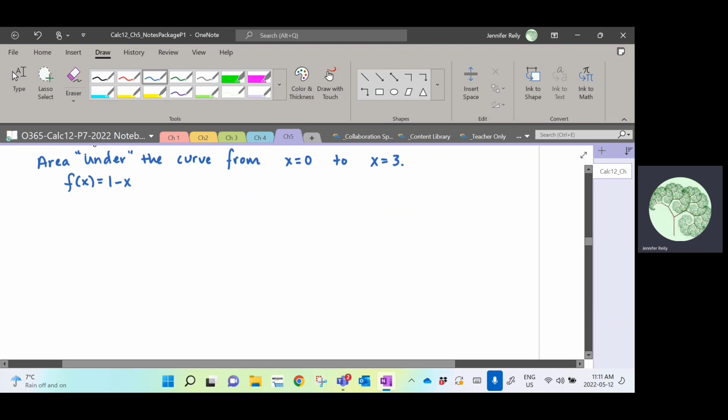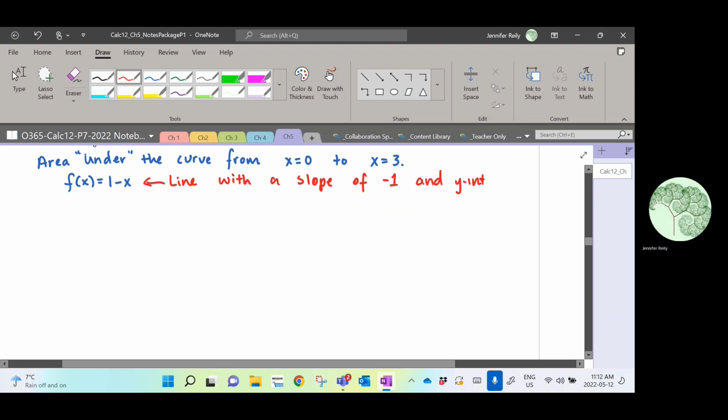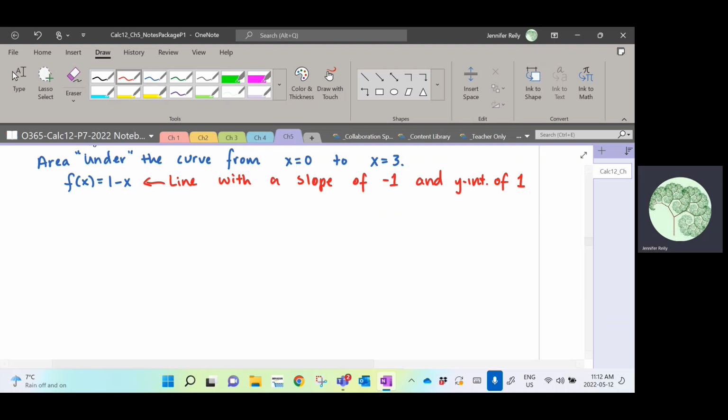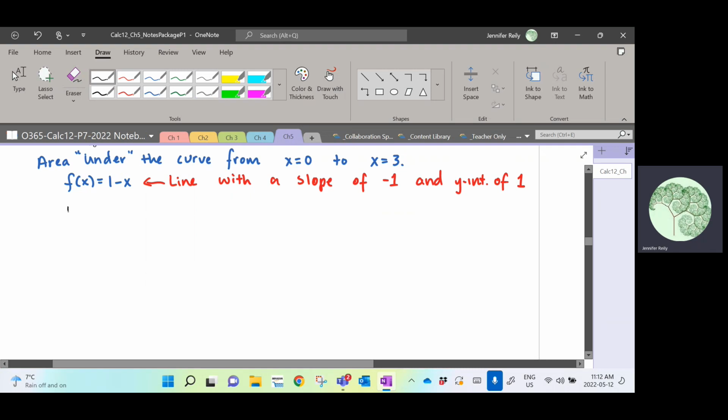This is a linear line with a slope of -1 and a y-intercept of 1. Okay, so let's draw this out and calculate the area. We're going to be able to do this one just using basic formulas for area. So it's going to make some triangles here. I'm going to draw this function out.